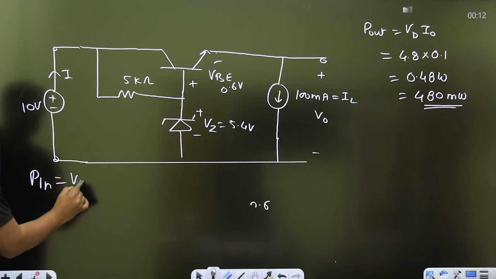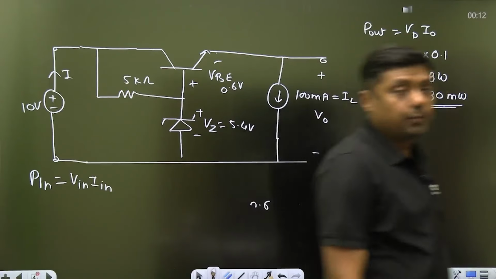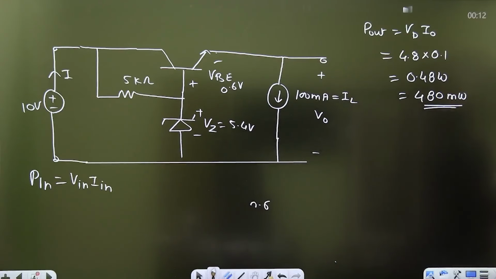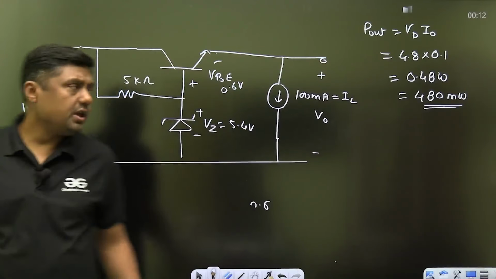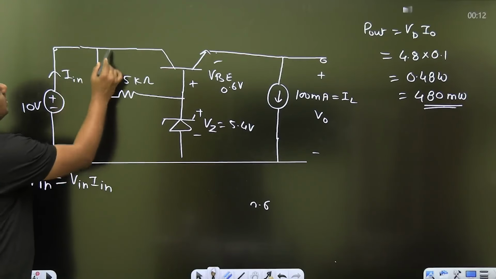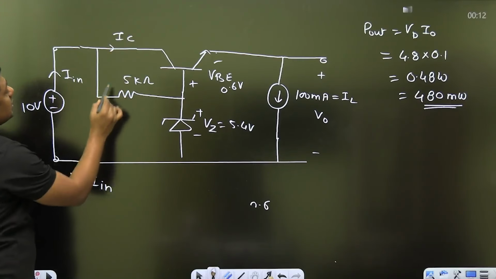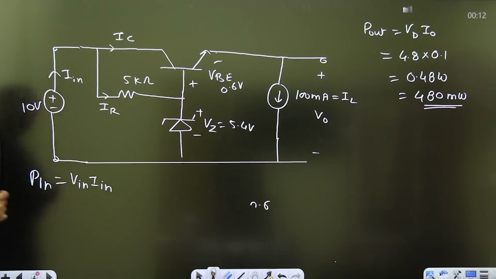Vin into Iin, that is the input power, guys. How can we calculate it then? Vin into Iin. Vin is given as 10 volt. Iin: now this is the IC, this is IR. And now what is the beta given in the question?